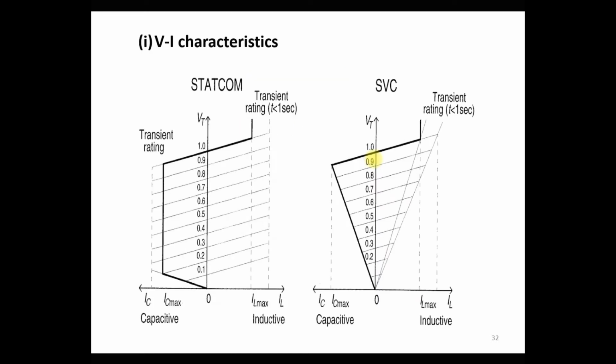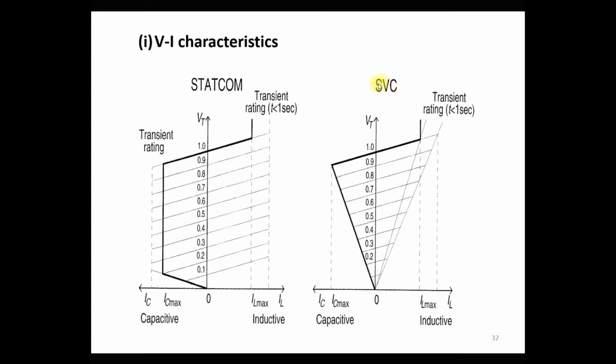First comparison is the VI characteristic of STATCOM and SVC. As you can see in the STATCOM VI characteristics, in the capacitive mode, the STATCOM provides the maximum capacitive current, and this maximum capacitive current is independent of the system voltage. It means for any low voltage condition during a large disturbance, the STATCOM provides the maximum capacitive current to maintain the voltage at the load bus near 1 per unit.